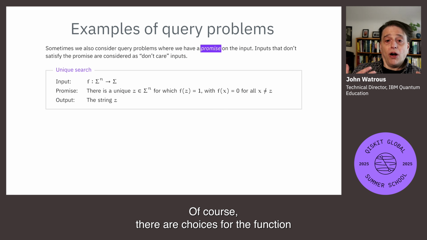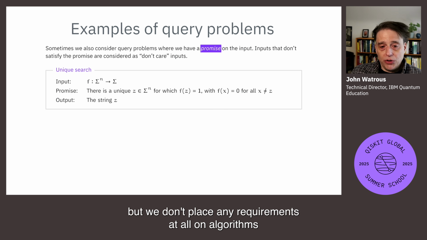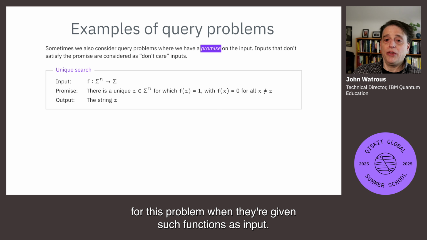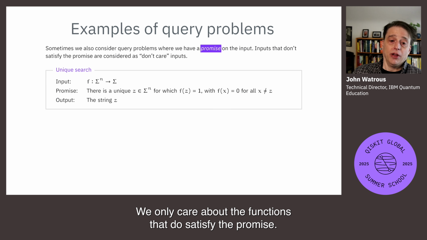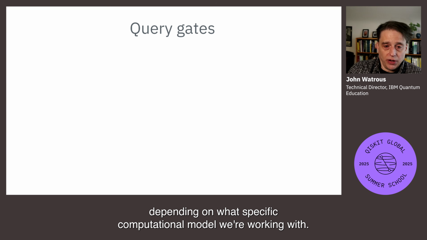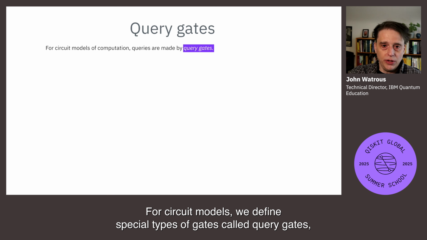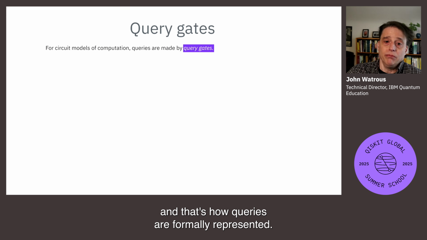Of course, there are choices for the function f that don't satisfy this condition, but we don't place any requirements at all on algorithms for this problem when they're given such functions as input. We only care about the functions that do satisfy the promise. We can formalize the notion of a query in different ways, depending on what specific computational model we're working with. For circuit models, we define special types of gates called query gates, and that's how queries are formally represented.